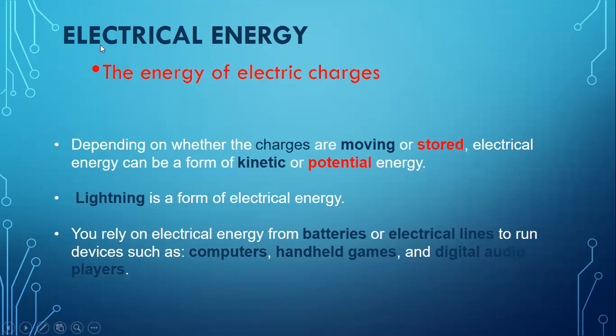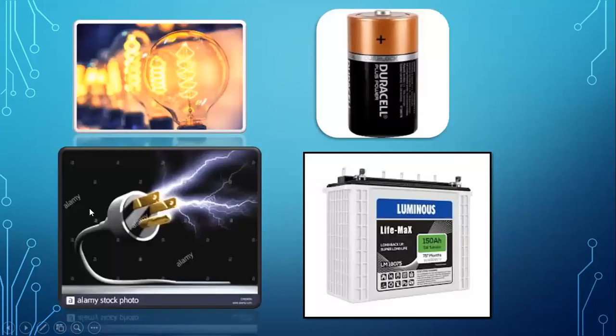Electrical energy, guys, is the next type of energy, and it is the energy of electrical charge, either moving or stored. If it is moving, like in electrical lines, it will be kinetic energy, or if it is stored in batteries, it will be potential energy. And we can say that lightning is a form of electrical energy.